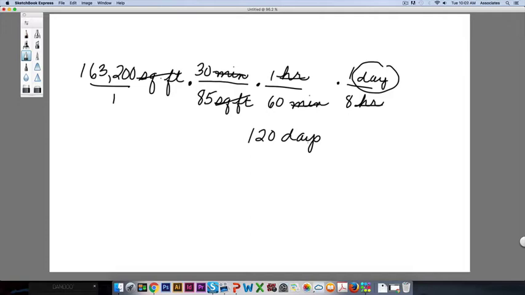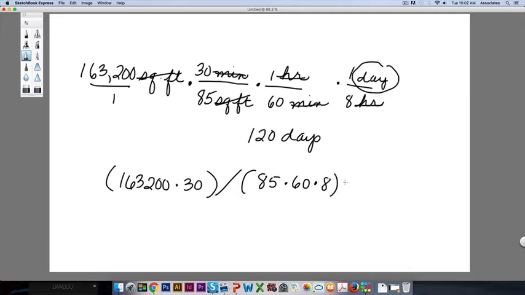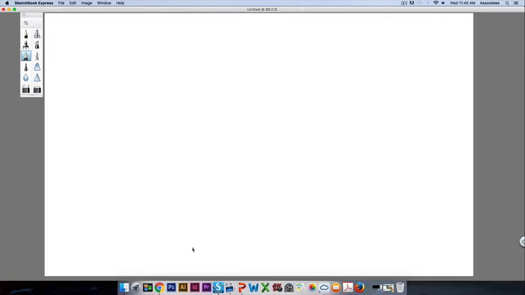Now, double check the arithmetic in your calculators. Remember, when you put something like this in your calculator, you put your parentheses, 163,200 times 30, close your parentheses, divided by parentheses 85 times 60 times 8. And then that should give you the correct answer. If you do it step by step, it's going to take a lot of steps, so I like to use the parentheses. And go back to our PowerPoint.